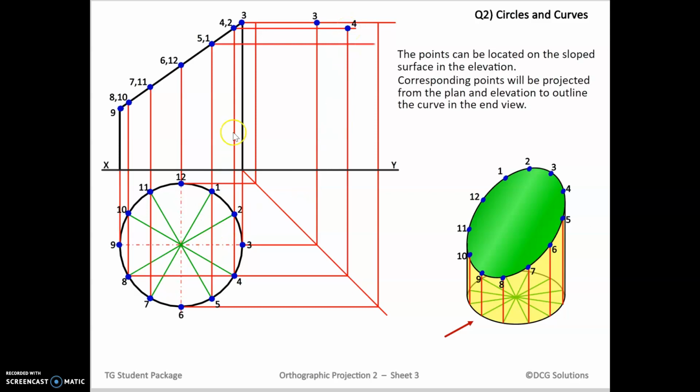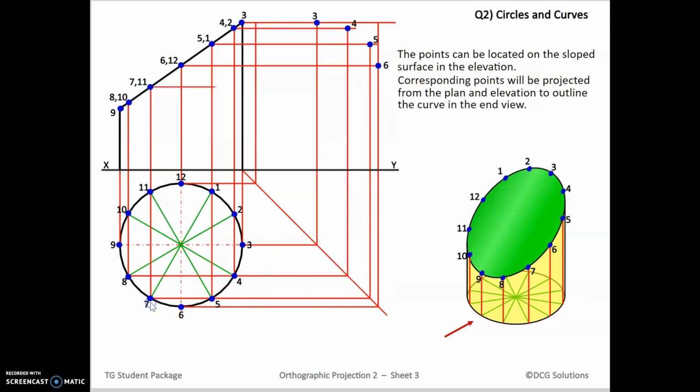Point number 5. Point number 5 is here. The height of 5 is here. Bring it across. We have point 5 here. Bring it across. Bring it up. When we cross that line, that's number 5. 6. It's here. How come we don't have to bring it up? Because I've already brought it up a few seconds ago.